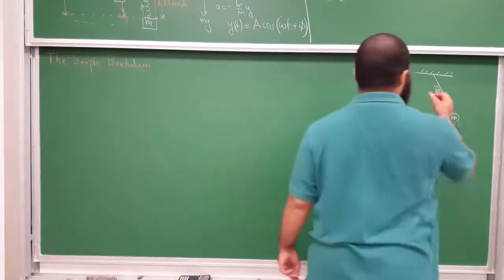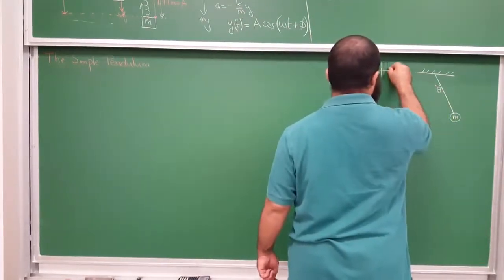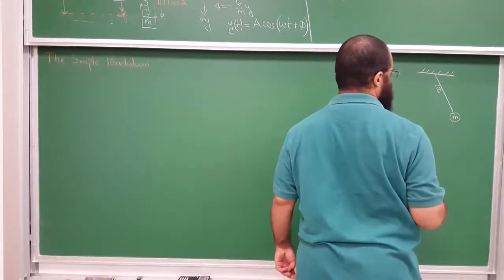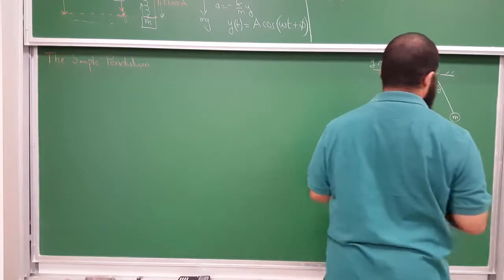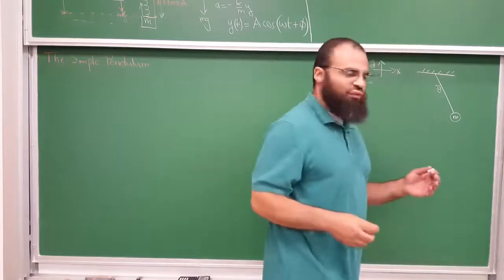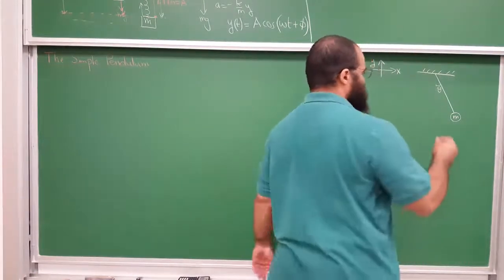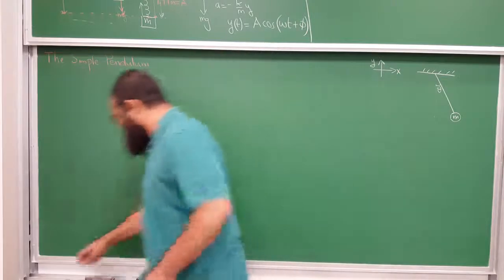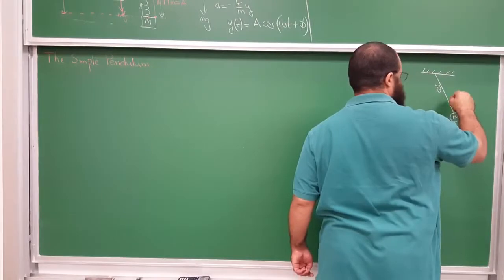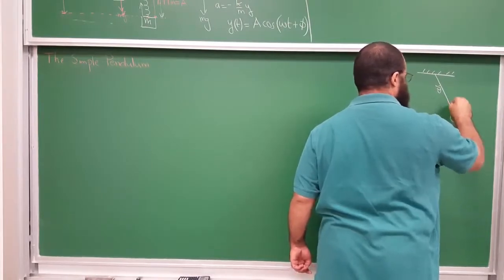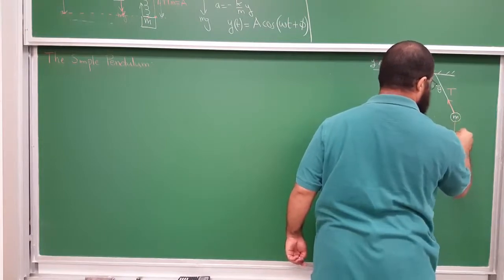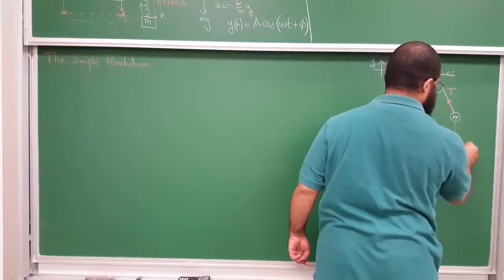So I'm going to set my coordinates. Here is the x coordinate, here is the y coordinate, and let's work in Cartesian coordinates, and we will use approximations like that. And so what are the forces on this mass? You've got the tension this way, and you've got mg. These are the only two forces.